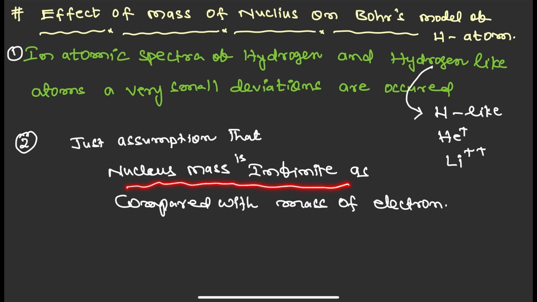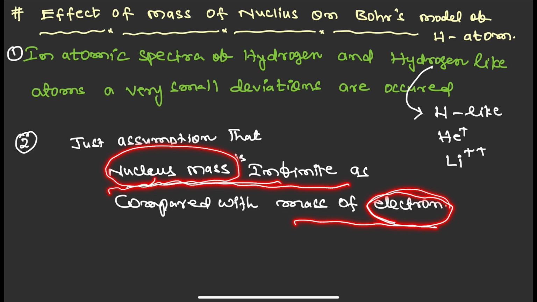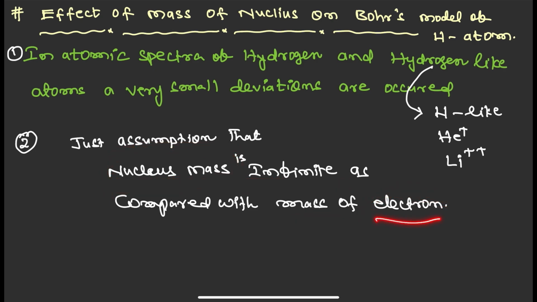Infinite. But practically, is infinite possible? No. Just comparing with the mass of the electron, the mass of the nucleus is such a bigger one, and the mass of the electron is smaller than the mass of the nucleus. So based on this reason we are saying that the nucleus is at rest. It's a heavier mass. I'm considering that the nucleus is at rest.